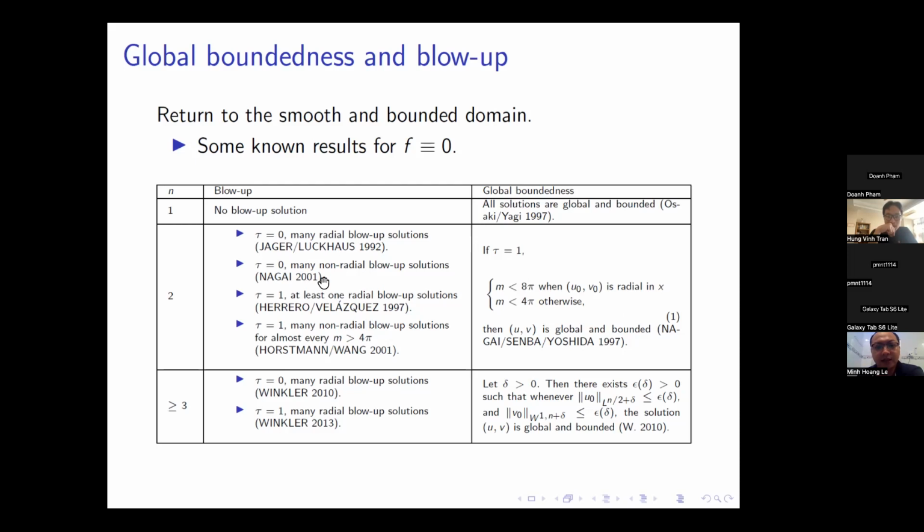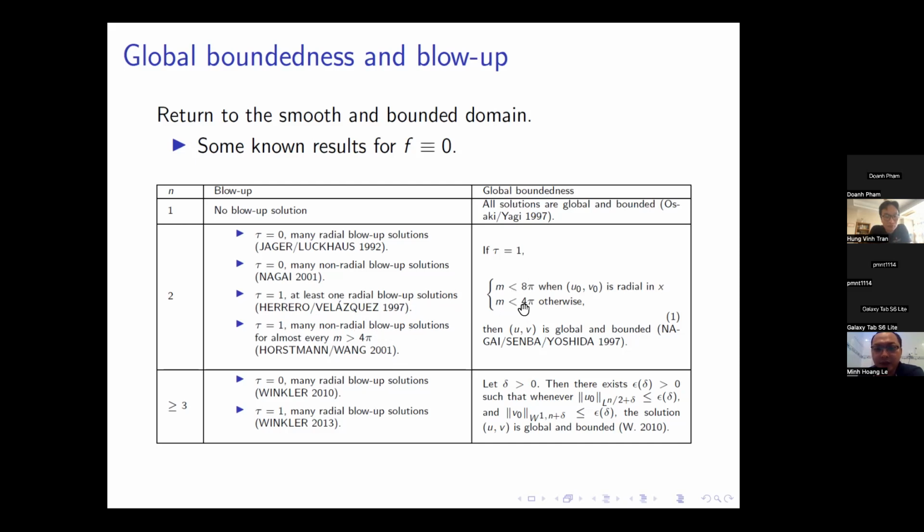And later, Nagai has the proof for non-radial blow-up solution in the 2-dimensional case. This is for n equal to 2 and tau equal to 0. And in 1997, for the fully parabolic case, the two mathematicians here proved that there exists at least one radial blow-up solution. And then the result was later improved by Horstmann and Wang in 2001, and they found the exact value for critical mass 4 pi here for many non-radial blow-up solutions.